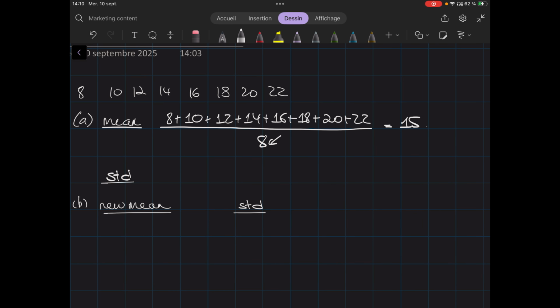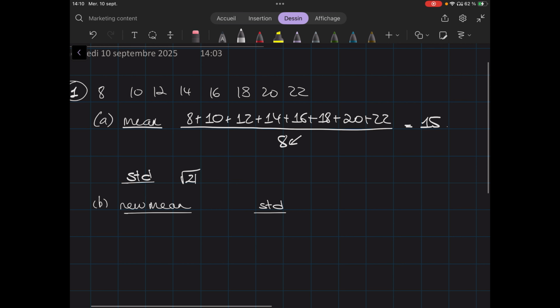The standard deviation. You're not expected to calculate the standard deviation without technology, but if you do, you will get square root of 21 as your answer. In part B, you're asked to indicate what would happen if each of the data points is increased by 3. If each data point is increased by 3, the new mean would increase by 3 units as well.